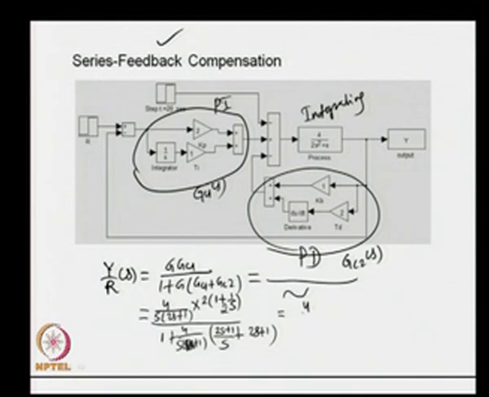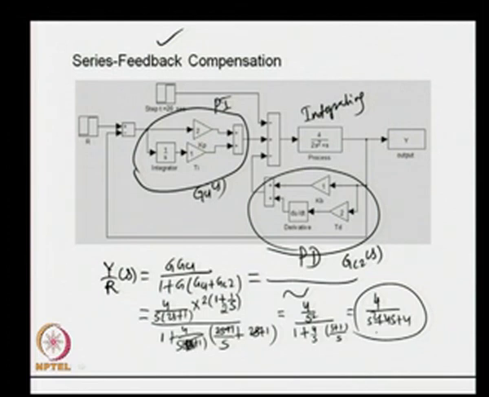4 upon s divided by 4 upon s squared, actually divided by 1 plus, there will be cancellation of these terms, 4 upon s, (s+1)/s. So, if I simplify further, we get this in the form of s squared plus 4s plus 4. So, this is what the closed loop transfer function has become with the series feedback compensation.